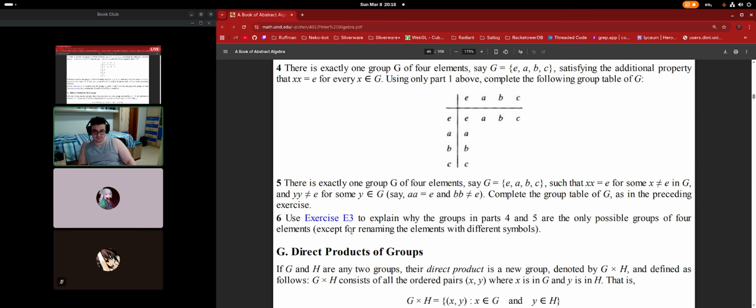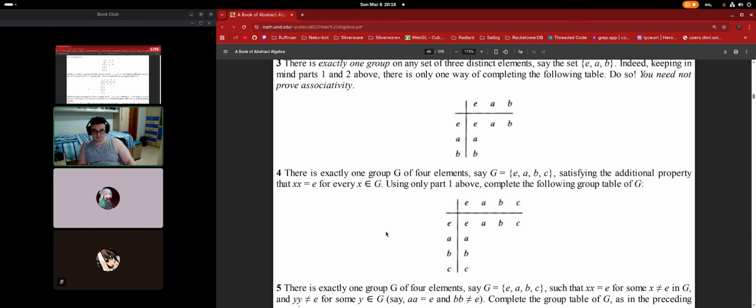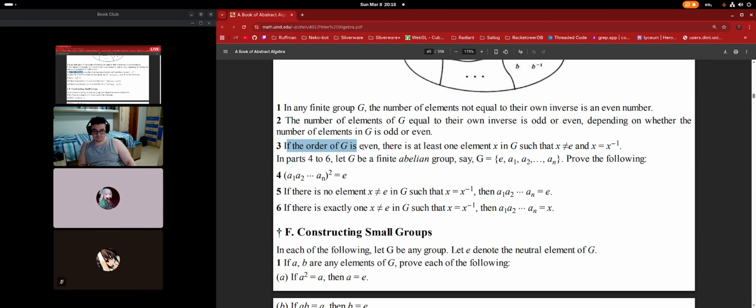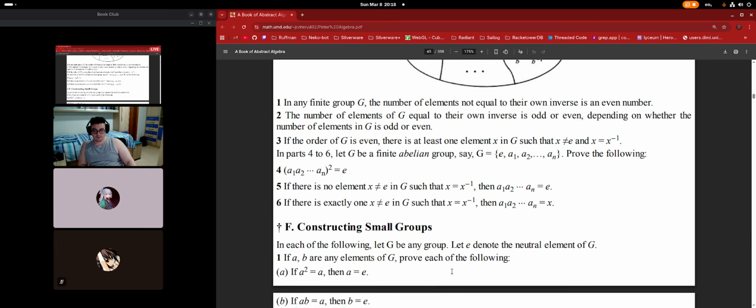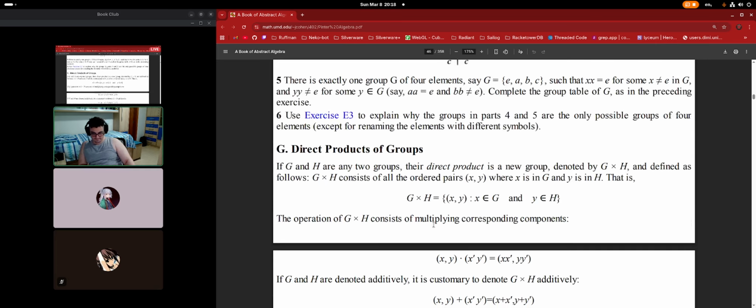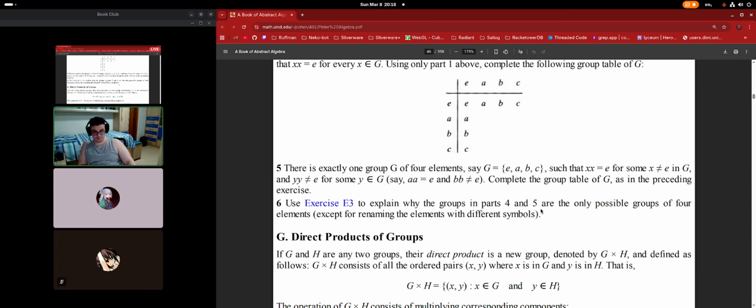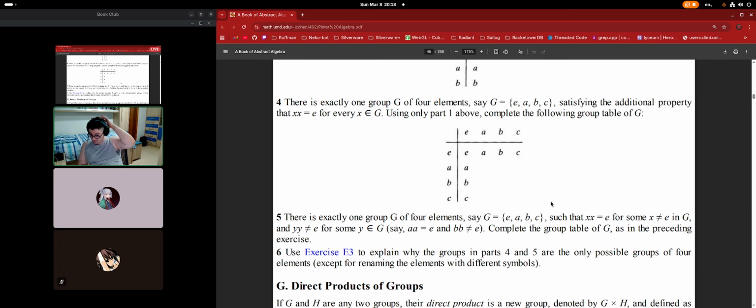And then use exercise E3 to explain, so E3, this one, to explain why the groups in parts 4 and 5 are the only possible groups of 4 elements, except for naming the elements with different symbols. I don't know about that one. I really need paper for this one.